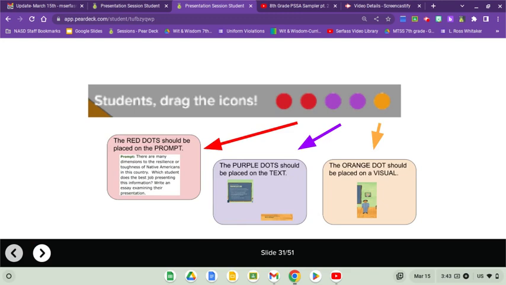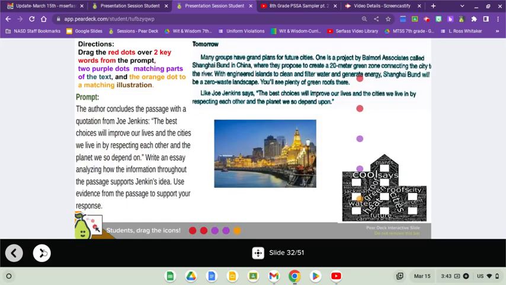So slide 31, there's the directions again. Slide 32, everybody, please. We've got our 2 red dots next to the prompt, our TDA prompt. We've got our 2 purple dots up here by tomorrow. And finally, we've got our orange dot here between this picture of the Shanghai Bund and this word cloud over there. Please take the time to move your 2 red dots to the 2 most important words in the prompt right now.